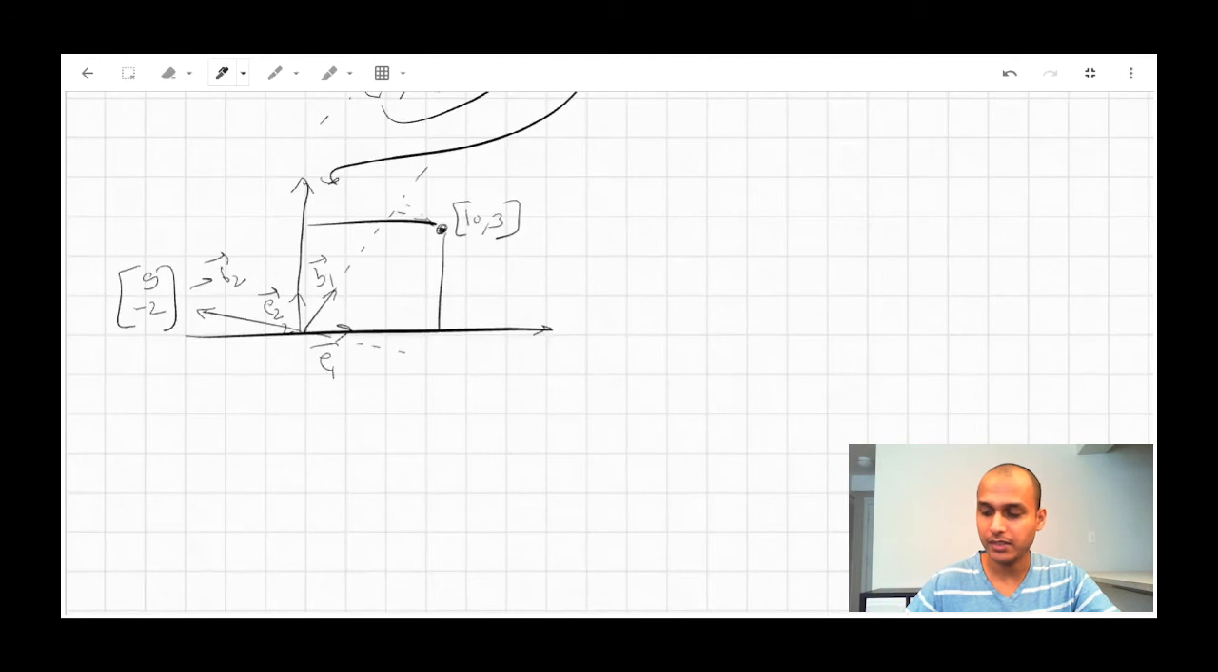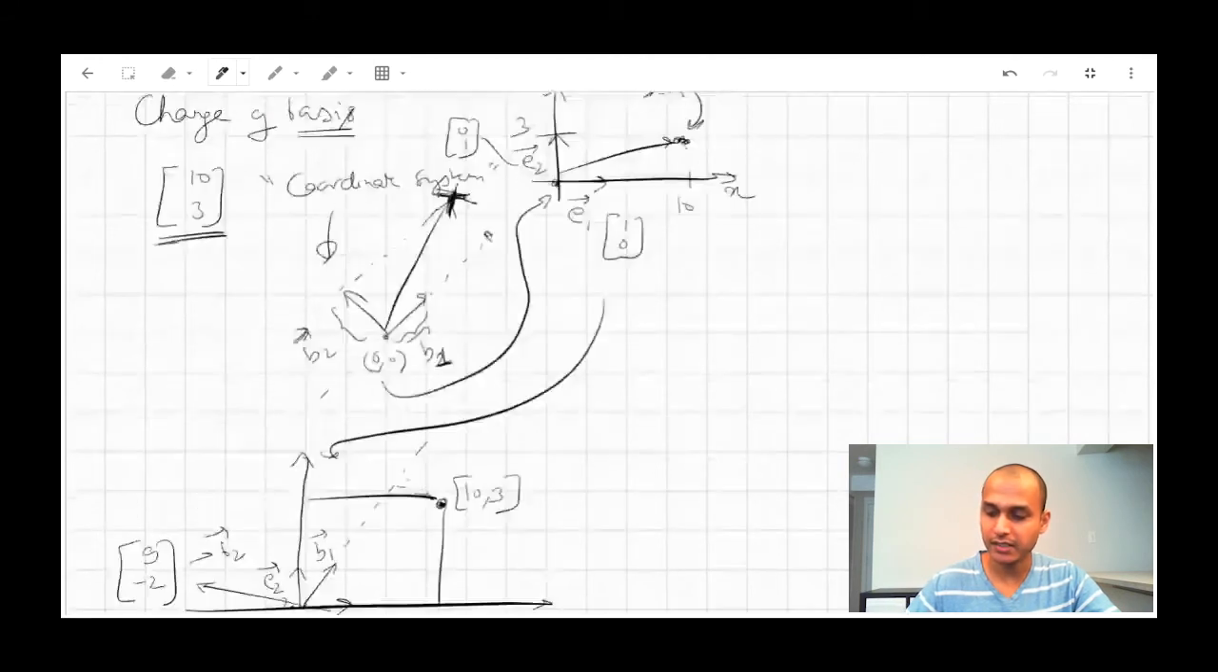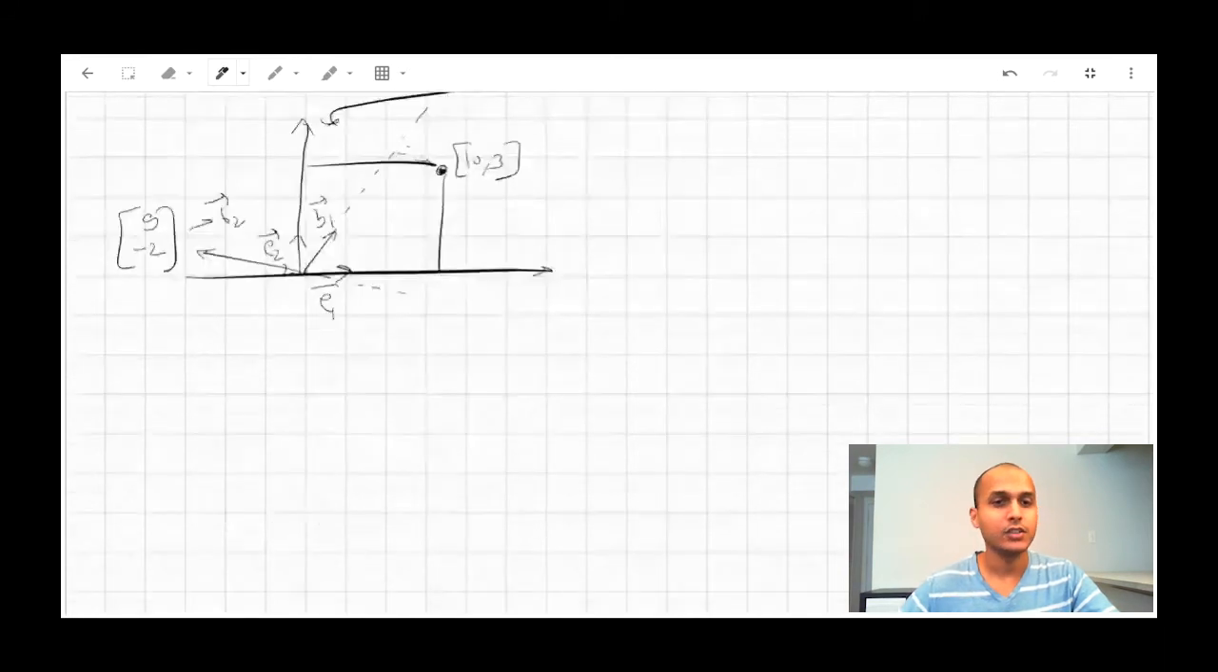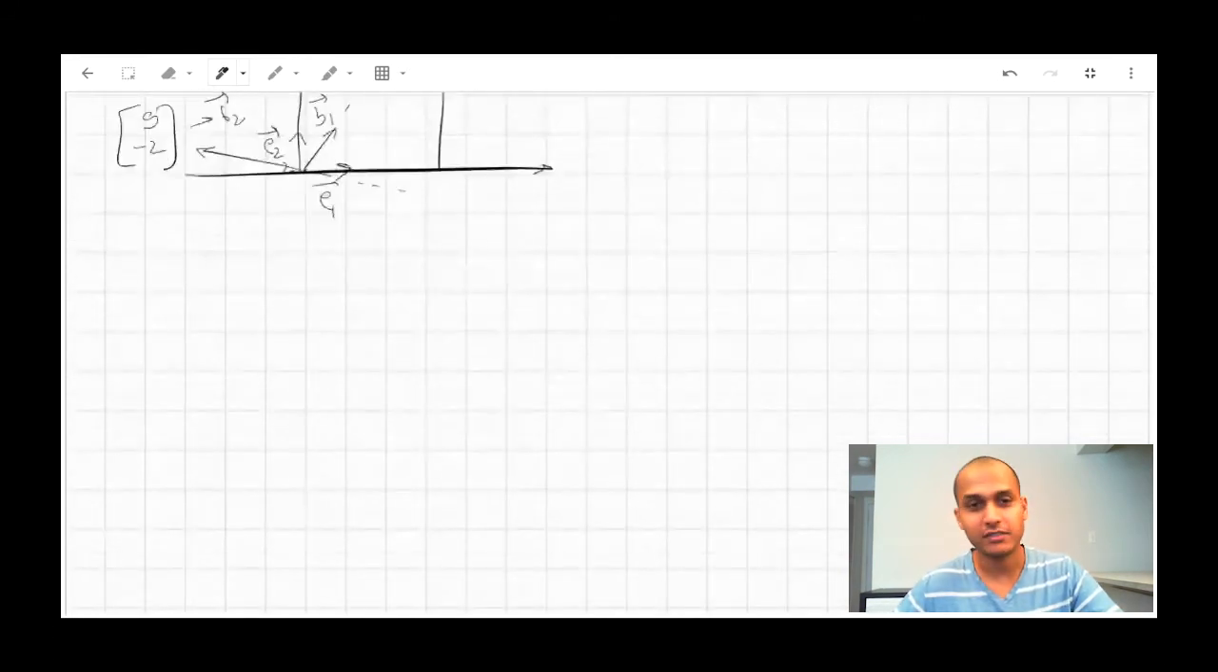Or if you have the same vector representation, unless you tell me the basis, they could mean different points in the space, right? This x and this point and this dot, for example. Okay, so that is the notion of change of basis. That's the notion of different bases. And now we're going to discuss how to go from one representation to the other.